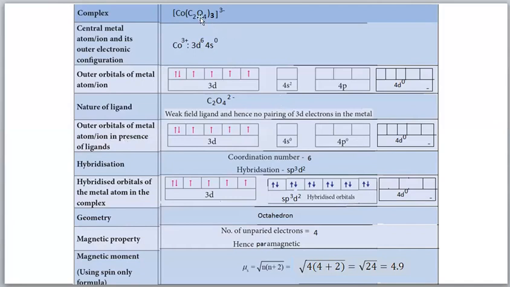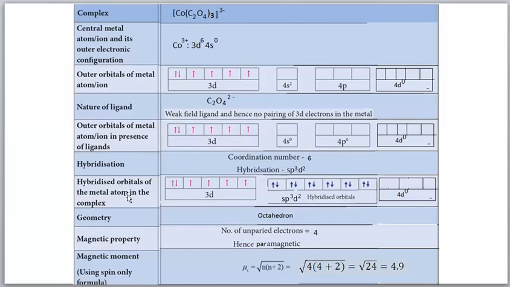Before this, you see the coordination number. Here, oxalate is a bidentate ligand, so 2 into 3, 6. The coordination number is 6. Since the coordination number is 6, 6 orbitals are required for bonding. So 1, 2, 3, 4, 5, 6. So this many orbitals undergo hybridization. So what is the hybridization? sp3d2.